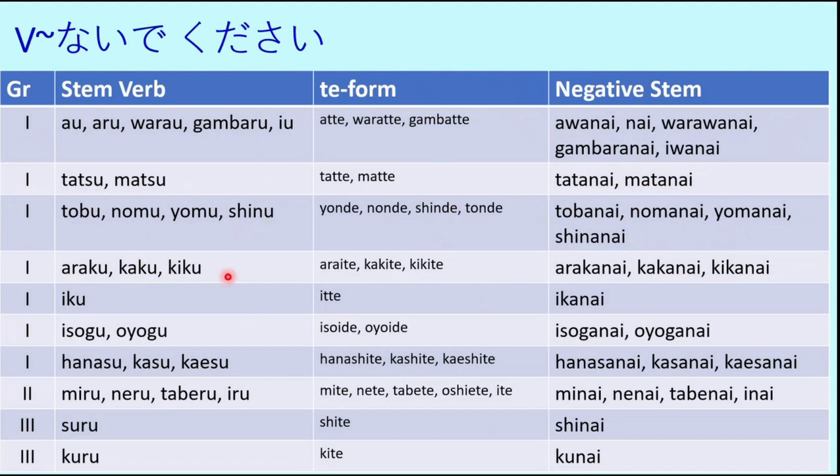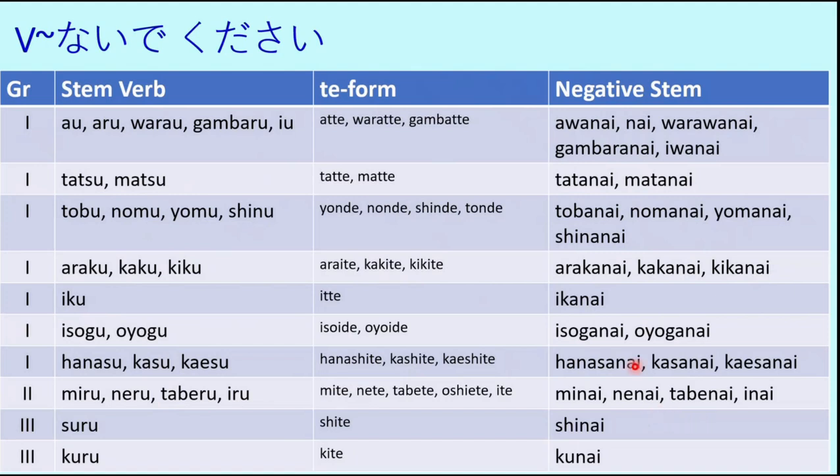Aruku, kaku, kiku. Arukanai, kakanai, kikanai. Iku, ikanai. Isogu, isoganai. Oyogu, oyoganai. Hanasu, hanasanai. Kasu, kasanai. Kaesu, kaesanai. Miru, neru, taberu, iru become minai, nenai, tabenai, inai.